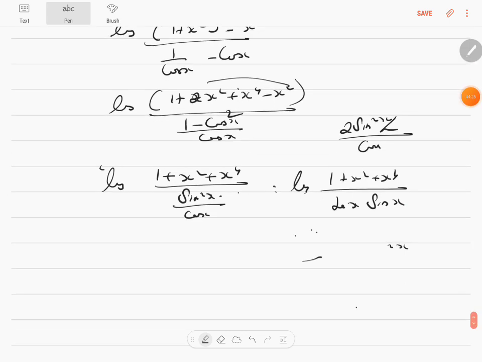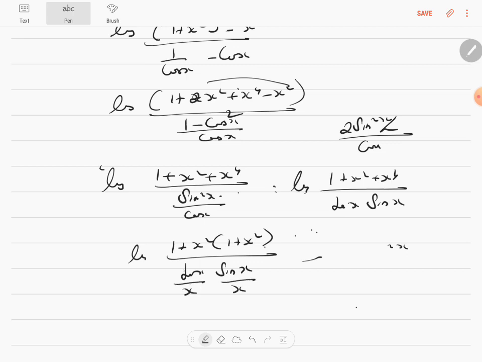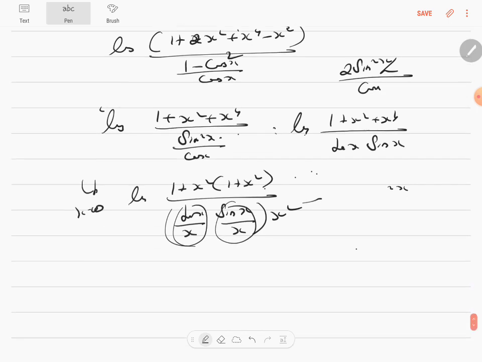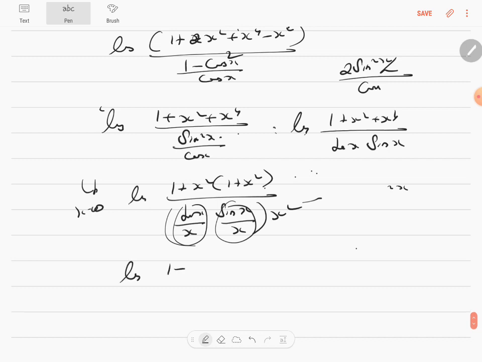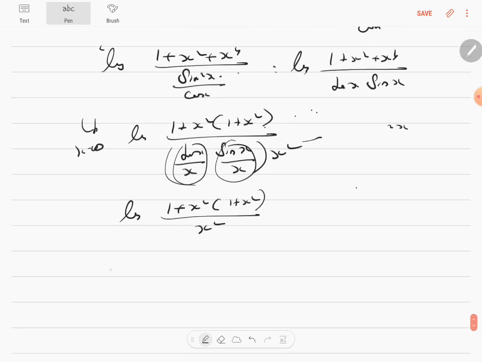Now from the numerator you can take log of 1 plus x square out, and you will have 1 plus x square by tan x into sin x, and you can cancel. You need to multiply and divide by x and x, which means you're dividing by x square. So this becomes 1 because x tends to 0. So this is also becoming a 1. So that boils down to log of 1 plus x square into 1 plus x square by x square. And this can be written as, okay, let me think.